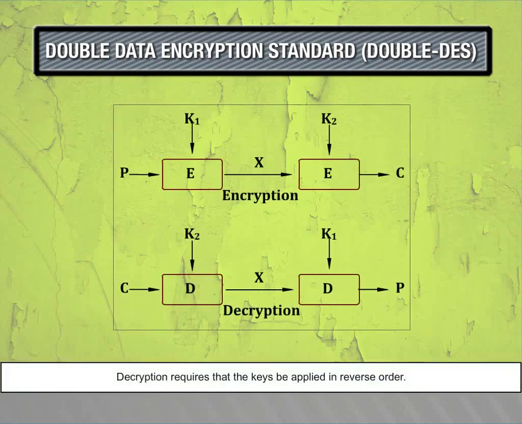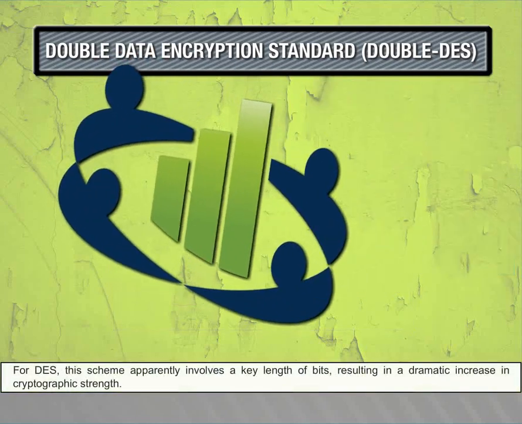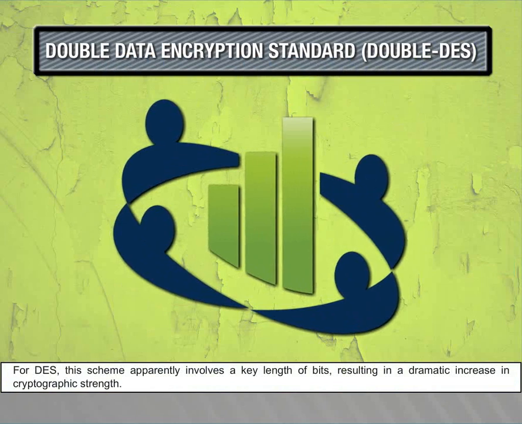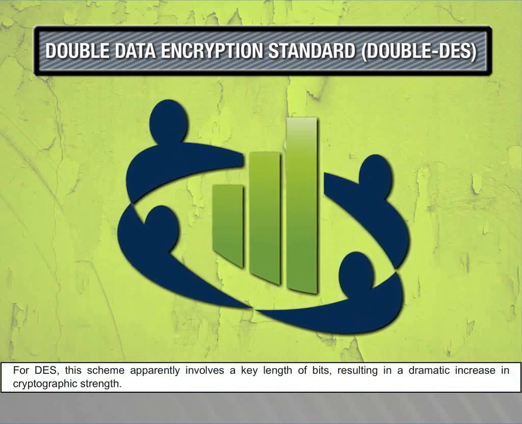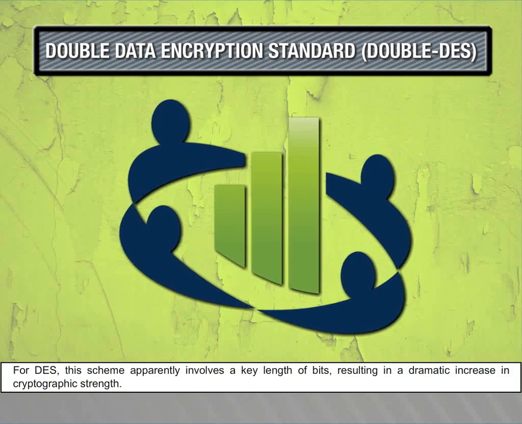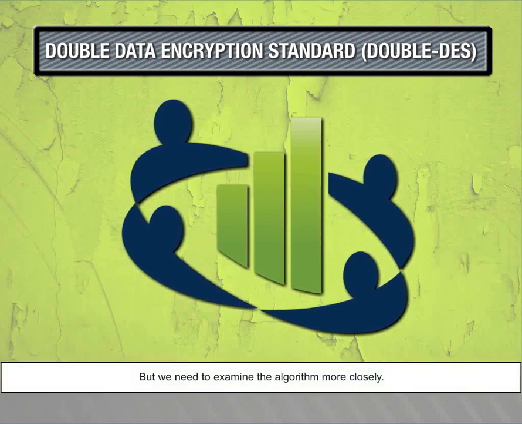Decryption requires that the keys be applied in reverse order. P = D(K1, D(K2, C)). For DES, this scheme apparently involves a key length of 112 bits, resulting in a dramatic increase in cryptographic strength. But we need to examine the algorithm more closely.